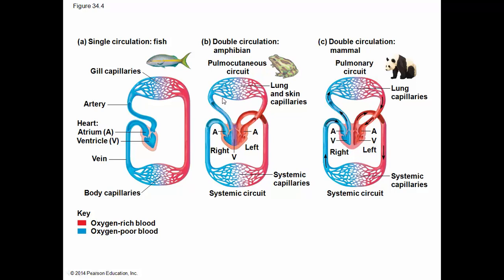So in this one, blood is pumped from the ventricle into the lungs, where it picks up oxygen from the lungs or skin capillaries, then it returns to the heart, and then it's pumped through the rest of the body. And it just has 3 chambers in that heart.